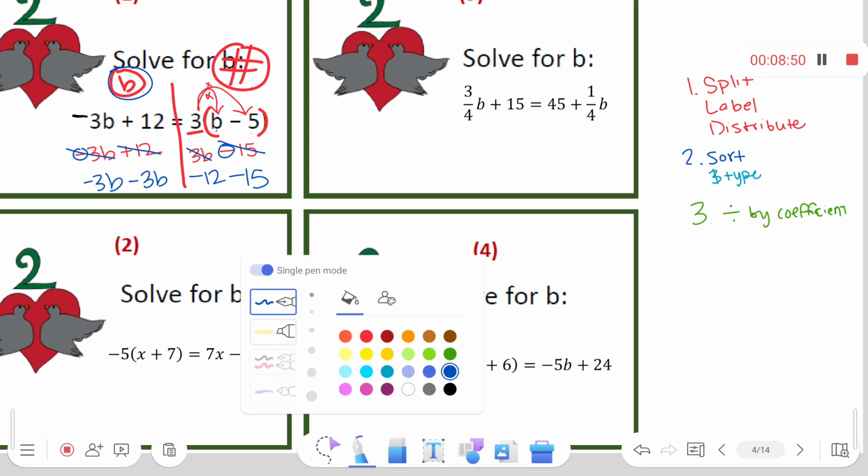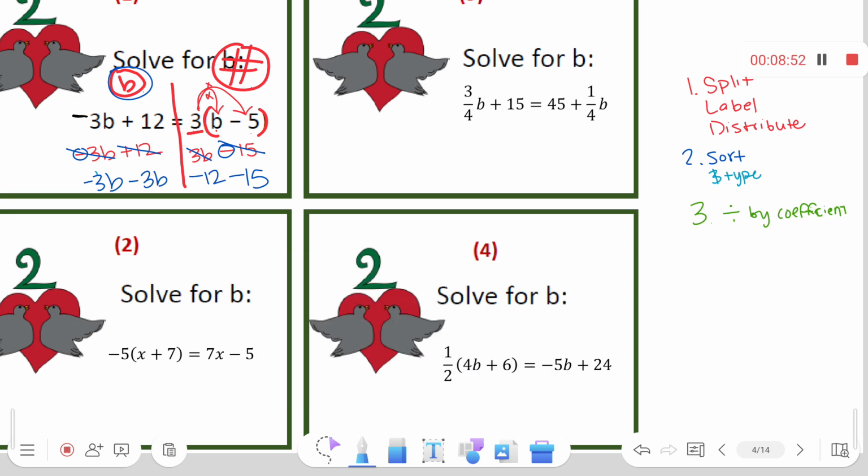Now I'm typing. The typing part is for the left side. I can't type in b's, but I can type in negative 3 minus 3. And negative 3 minus 3 is negative 6. So I have negative 6b. And then when I type in negative 12 minus 15, we get negative 27.